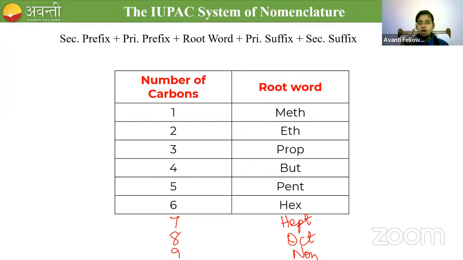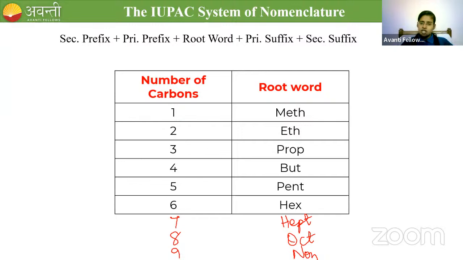If you're having any doubt, please feel free to ask me and get clarified. Don't carry your confusion or doubts from the nomenclature part to the next lesson or the next class. If you want to ask anything, just ask and clear your doubt in this class itself. All right. So you all have memorized the root words, right? From carbon number 1 till carbon number 9. Any doubt you have?